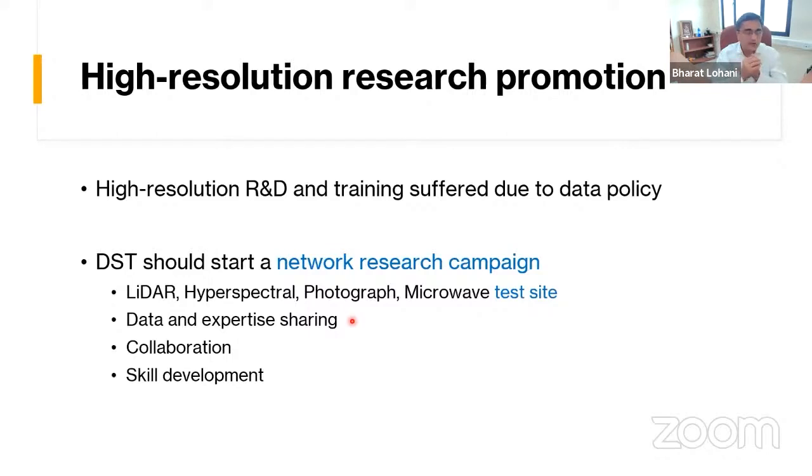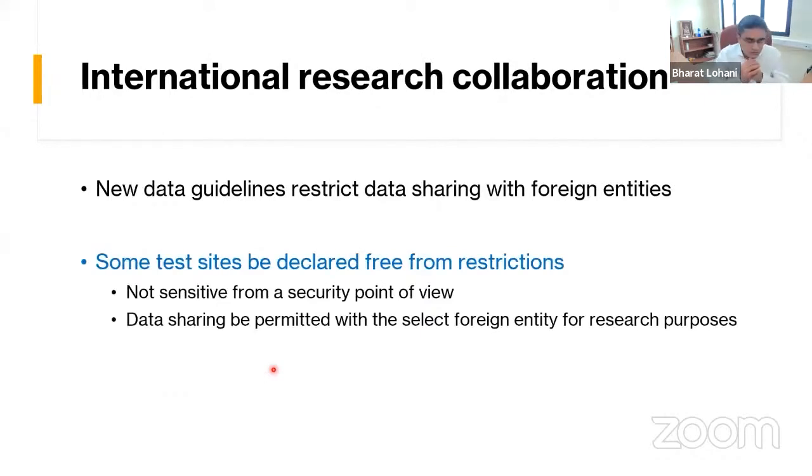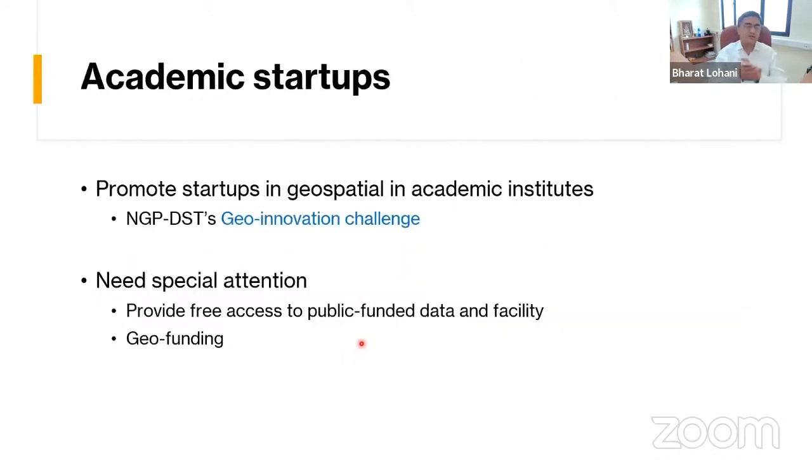And I would again recommend that DST come up with something like a network research program, a network research campaign, where a certain number of sites are taken, where we have aerial data such as LiDAR and hyperspectral photography. This data should be shared with all R&D organizations, startups, and entrepreneurs, so that research can be carried out. One thing in our new geospatial data guideline is that it prohibits data sharing with international or foreign entities beyond a certain accuracy. I think the sites which we declare as research sites should be free from these restrictions, so that research collaboration with international experts can go on.